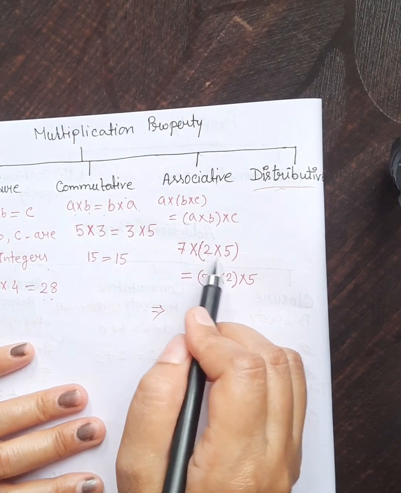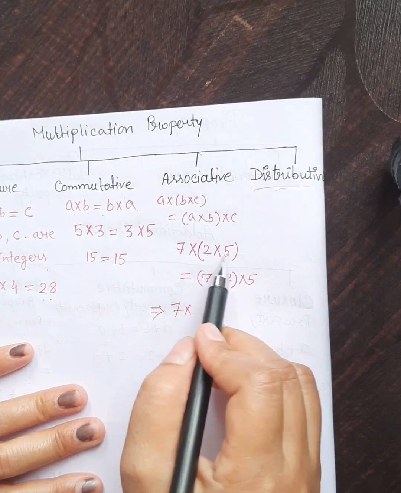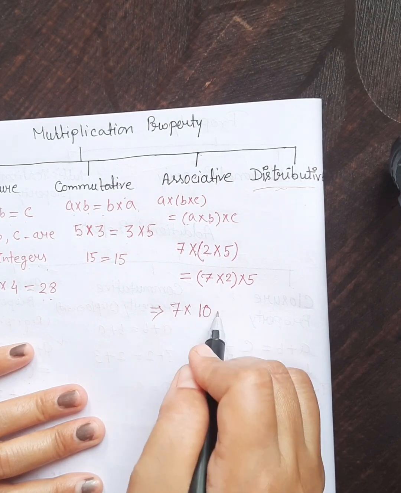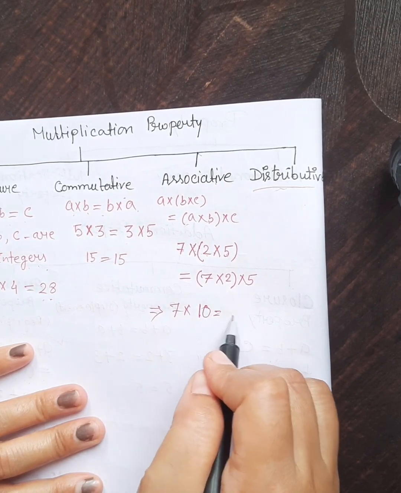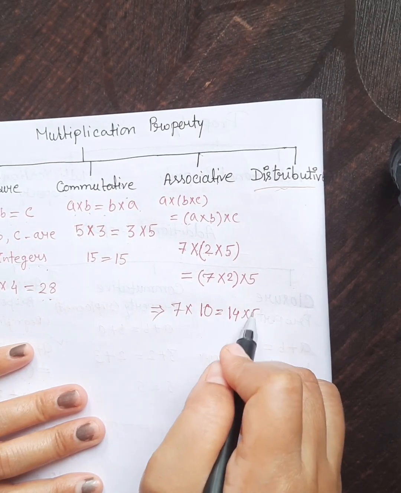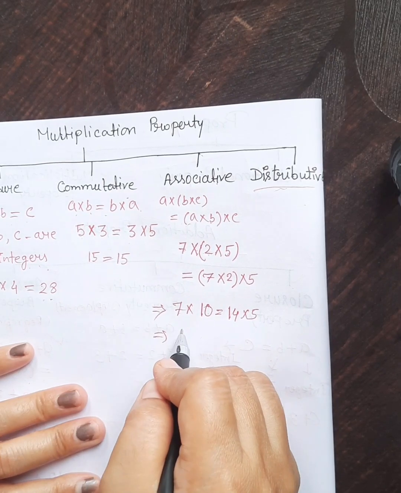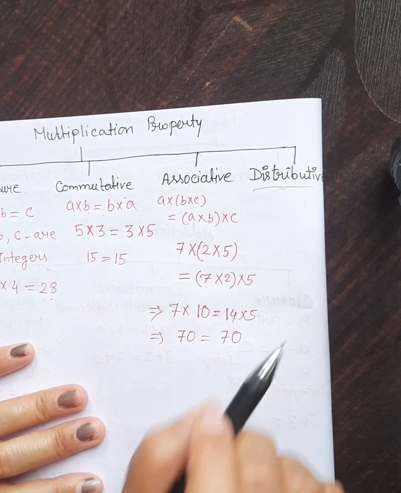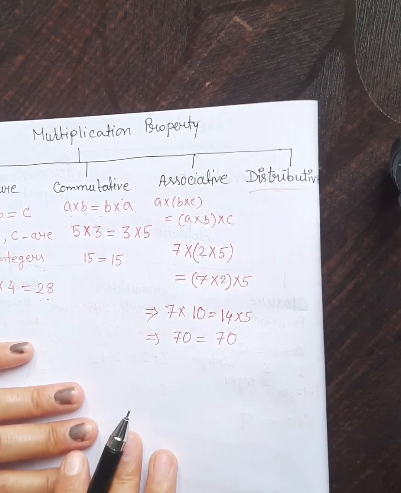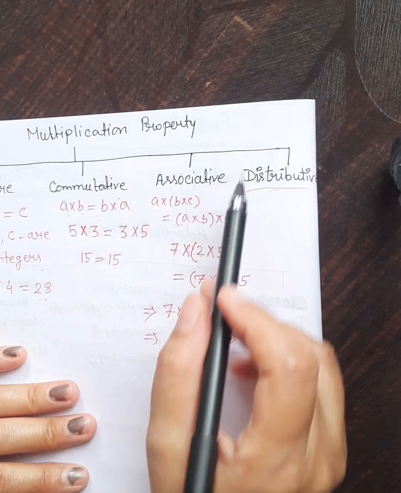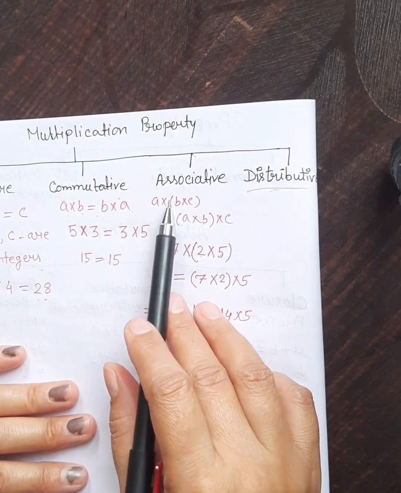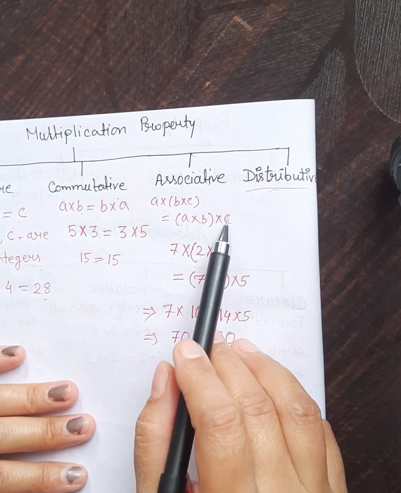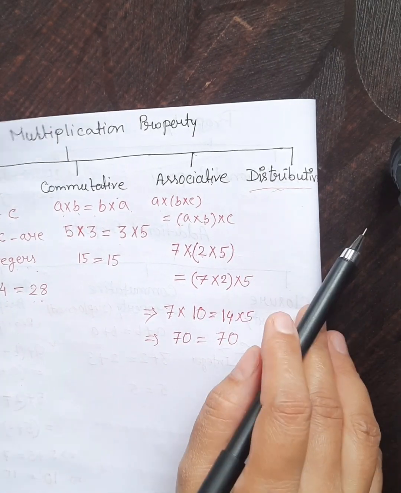7 into (2 into 5). That means, in the bracket 2 into 5 means 10. And here 7 into 2 means 14, into 5. 7 into 10, 70. 14 into 5, this is also 70. That means this associative property is satisfied. What is the associative property of multiplication? A into (B into C) equals (A into B) into C.